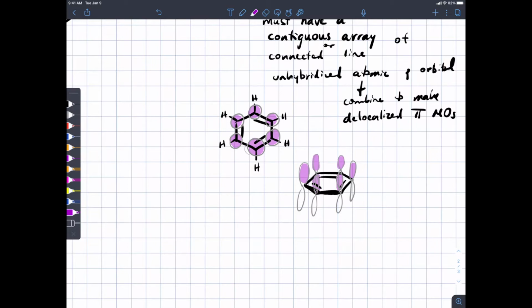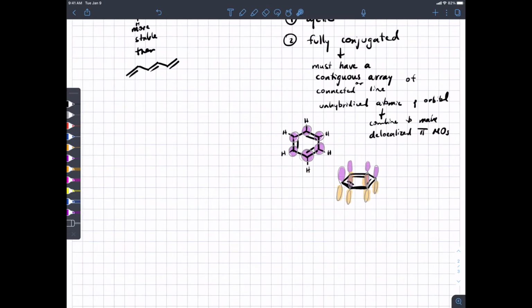And this is exactly how we made pi bonds previously in 351. The difference now is that we're going to mix all 6 of these together to make some delocalized pi molecular orbitals. Stay tuned on that as to what they look like. All right? So to be aromatic, you have to have p orbitals on adjacent atoms that can line up. Cyclic, fully conjugated. Okay, questions about what that means?